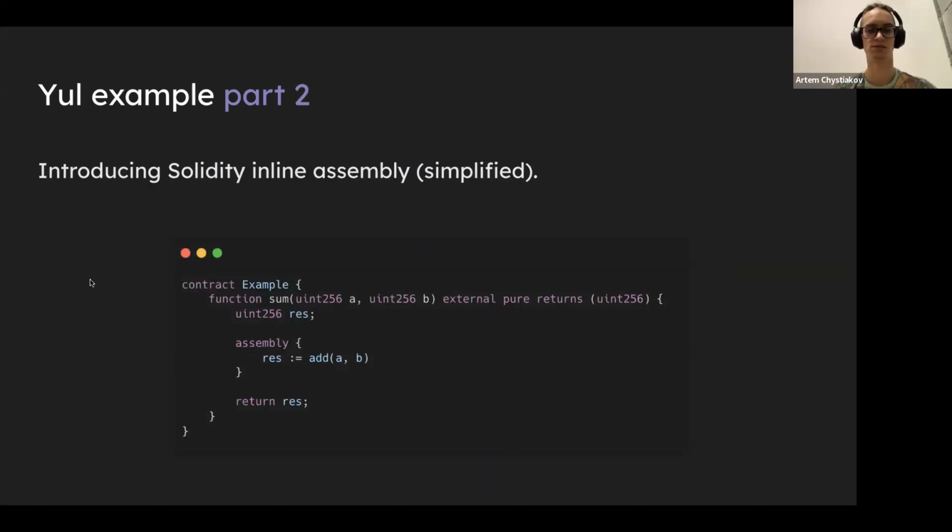So let's complicate the contract a bit and introduce inline assembly, how it is done in Solidity. Of course, it is a simplified version. I wanted to show how to write in assembly here, but of course I omitted really important checks, for example, the overflow check.